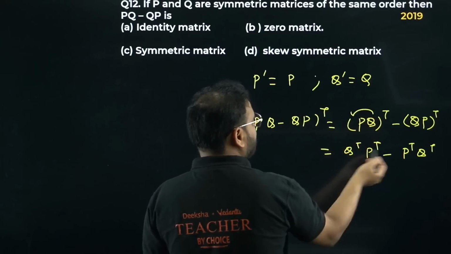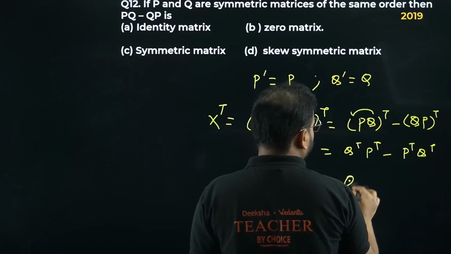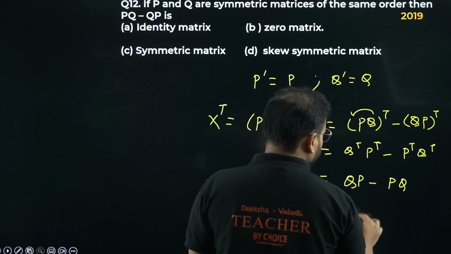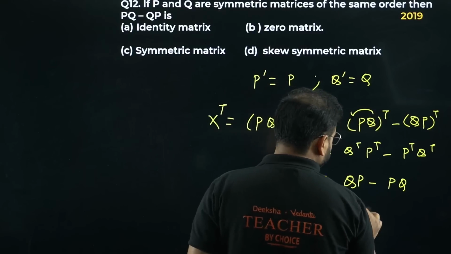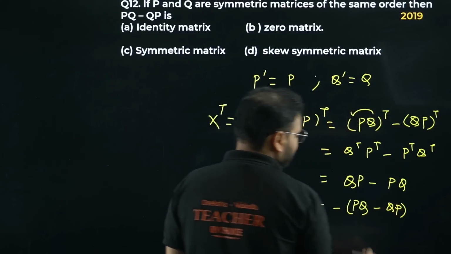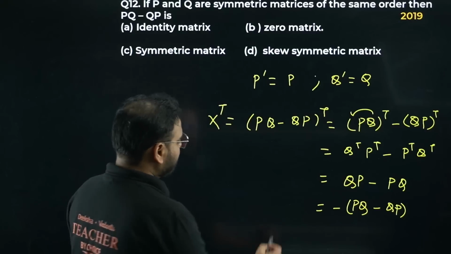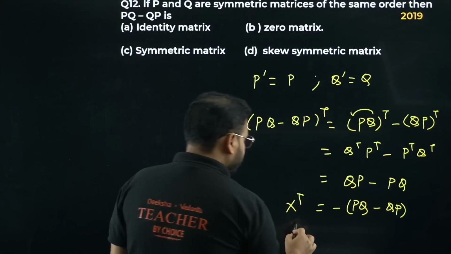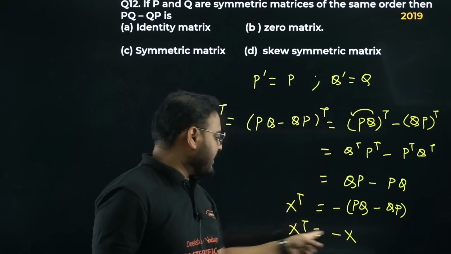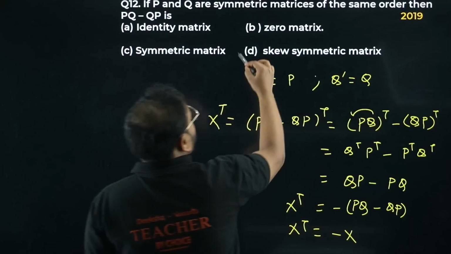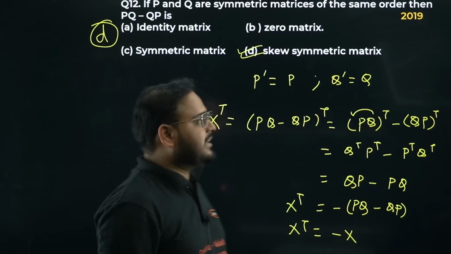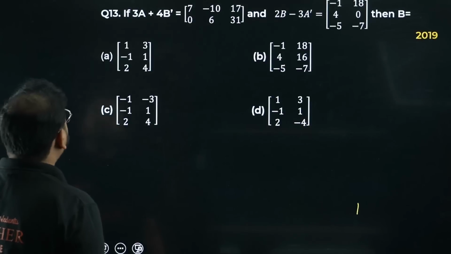This term will come first, so Q transpose P transpose. I get here Q transpose is Q, P transpose is P, and Q transpose is going to be Q again. Take the minus sign common, and you get here PQ minus QP. Please check here. Started from X transpose, I'm getting this value of X transpose as minus X, because X was PQ minus QP. So I'm getting X transpose as minus X, which means skew symmetric matrix. Option D is correct. Skew symmetric matrix, option D is correct. 2019. Please check. So next, have a look.